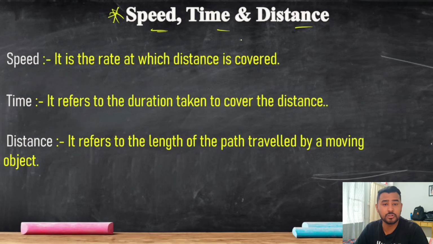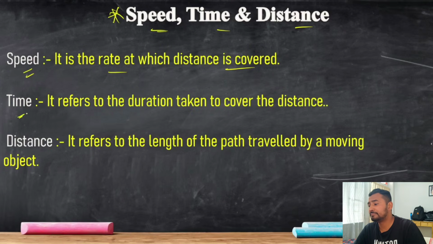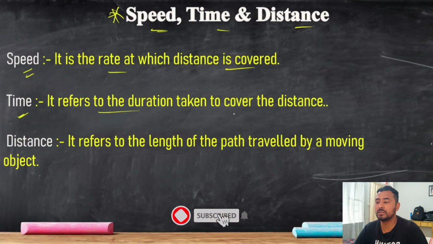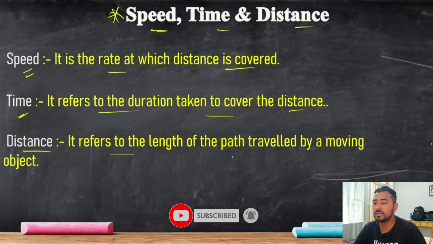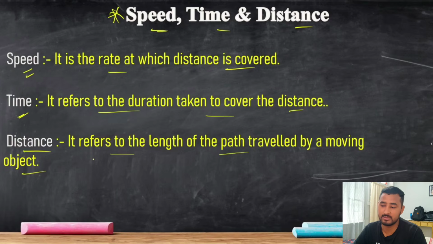Speed, time and distance. You should understand some of the terms before starting this topic. Okay, let us see what those are. Speed. What is speed? It is the rate at which distance is covered. So by the term speed, we can say how fast an object is moving to reach its destination, right? And what about time? Time is how much time is taken by an object to reach its destination. So it refers to the duration taken to cover the distance. And what about distance? It refers to the length of the path traveled by a moving object, how far it has gone. So that is the distance.